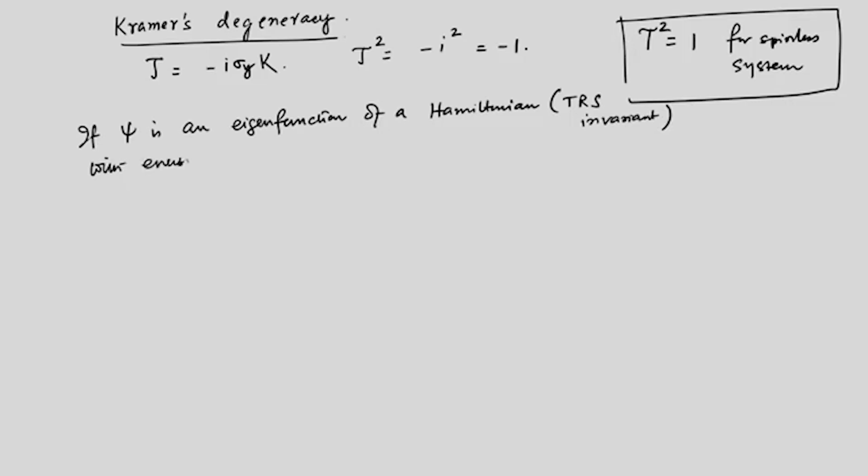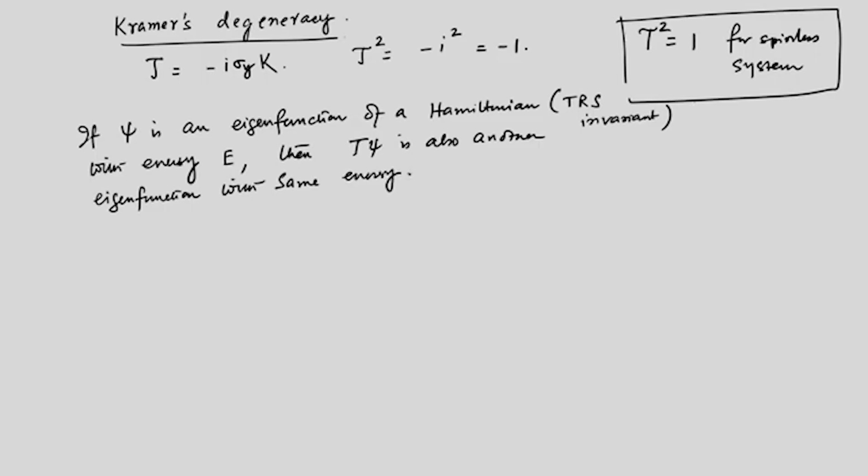with energy E, then T psi is also another eigenfunction, or rather T psi is actually perpendicular, or orthogonal, to this. It is also another eigenfunction with the same energy. And this degeneracy is called Kramers degeneracy.